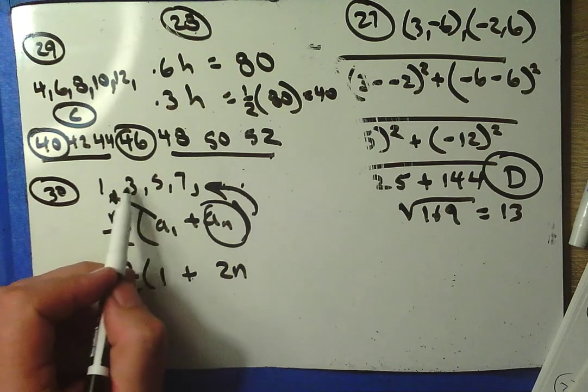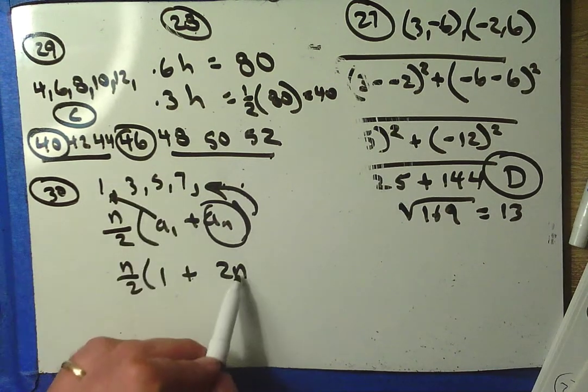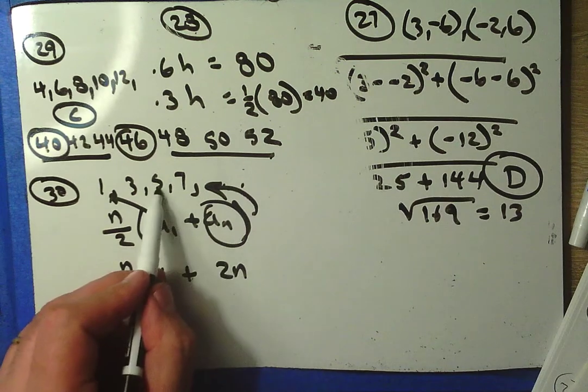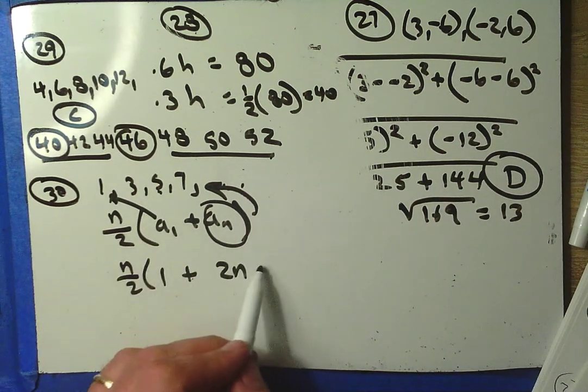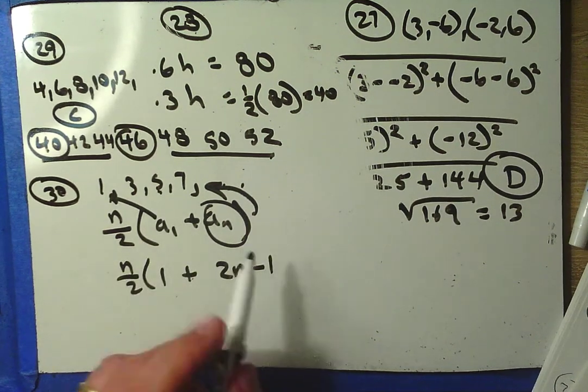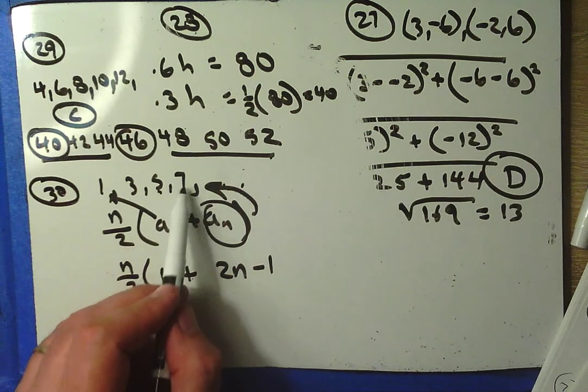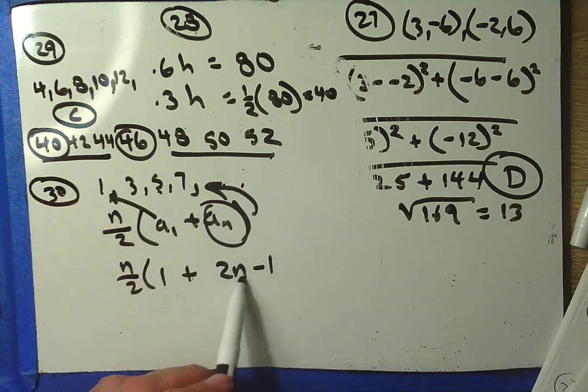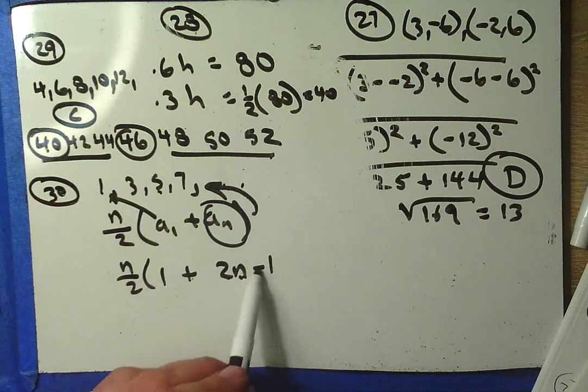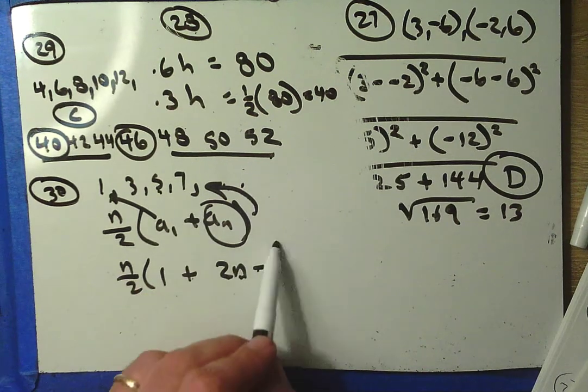But wait a second. If I plug a 3 into this rule, 3 times 2 is 6, I should get 5. So I need to minus 1. Let's confirm that. If I plug in the 4th term, so n equals 4, I get 8 minus 1. Oh, that is 7. Good.